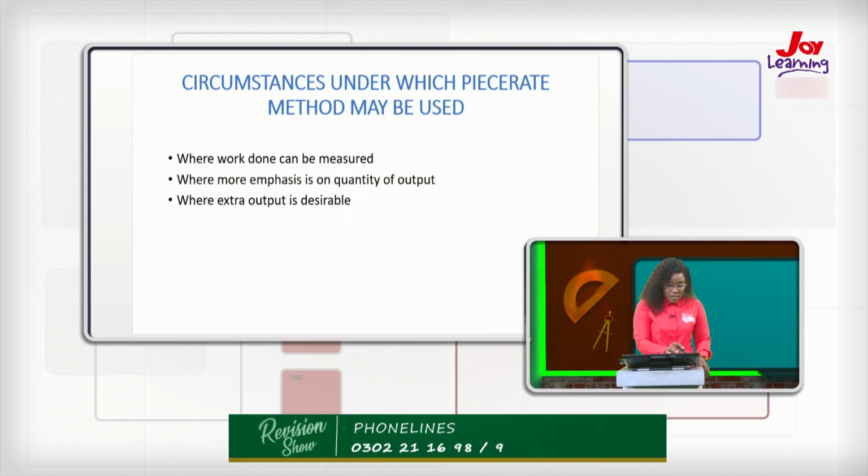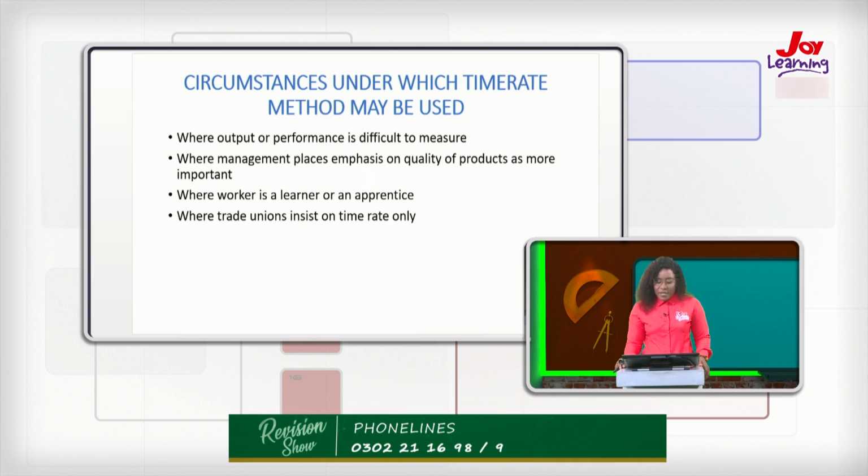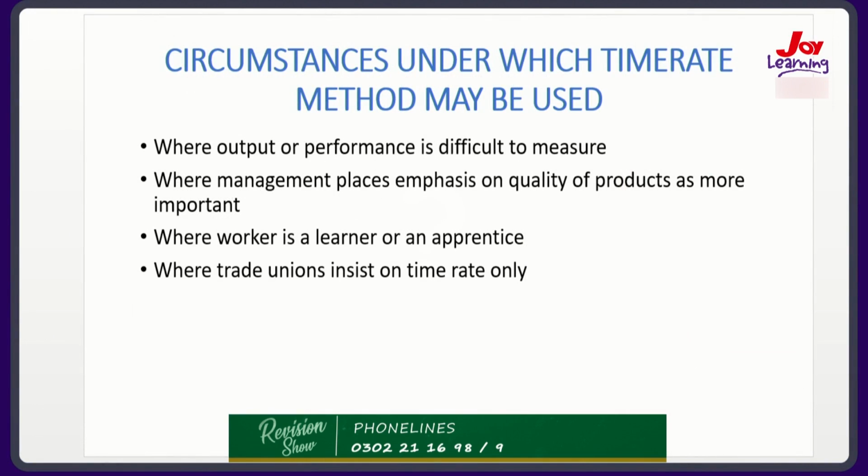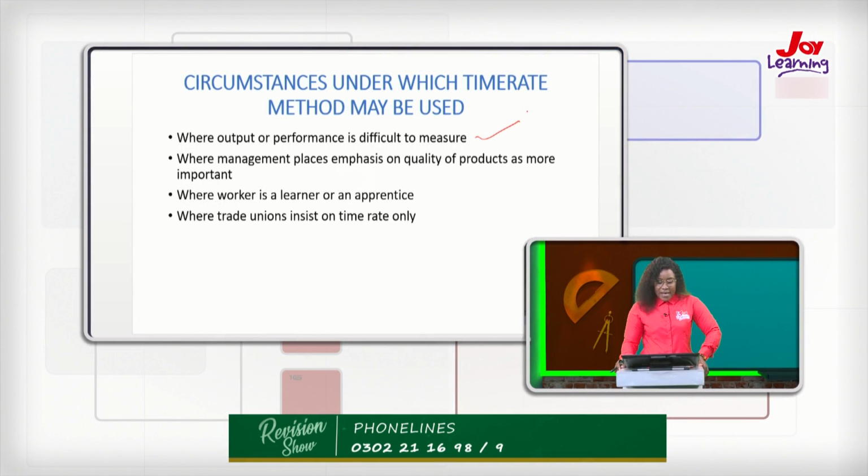circumstances under which the time rate method may also be used. Where output or performance is difficult to measure. At the end of my lesson, you cannot measure the work I have done. So with that, GES will have to pay me based on the number of hours I spent on my job.